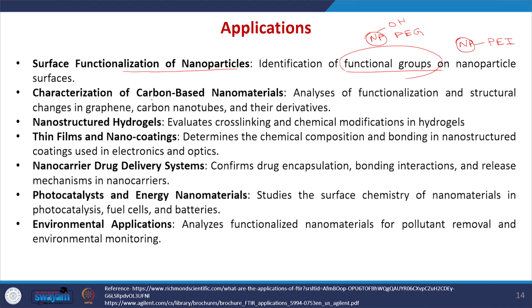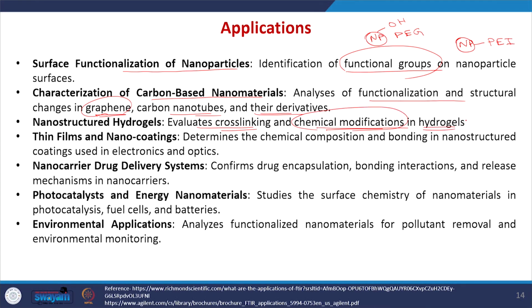and we can also use it for characterization of carbon based nanomaterials. For example, analyzing the functionalization and structural changes in graphene, carbon nanotubes and their derivatives. Whenever you are functionalizing graphene or carbon nanotubes, we can compare the carbon nanotubes with the functionalized carbon nanotubes, and identify the changes after adding the functional group. This can also be useful for evaluating the cross linking and chemical modification in hydrogels or nanogels. So, before cross linking and after cross linking, what kind of chemical modification happened in the hydrogels.